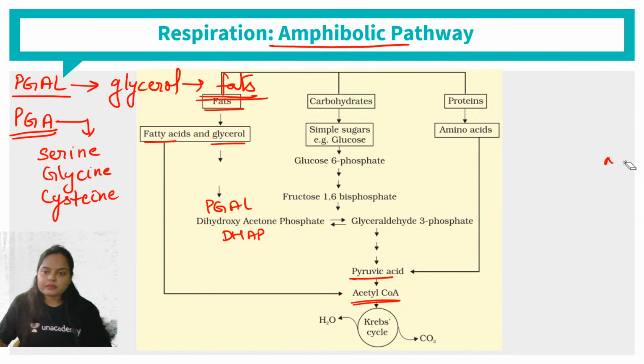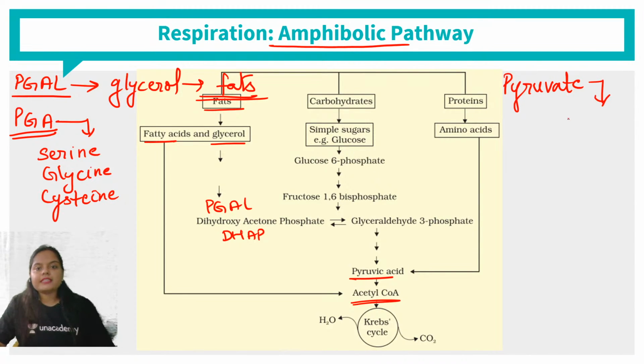The pyruvate, which is formed as an end product of glycolysis, is involved or utilized in the production of alanine, another type of amino acid. Okay, so the pyruvate is involved in the formation of alanine.